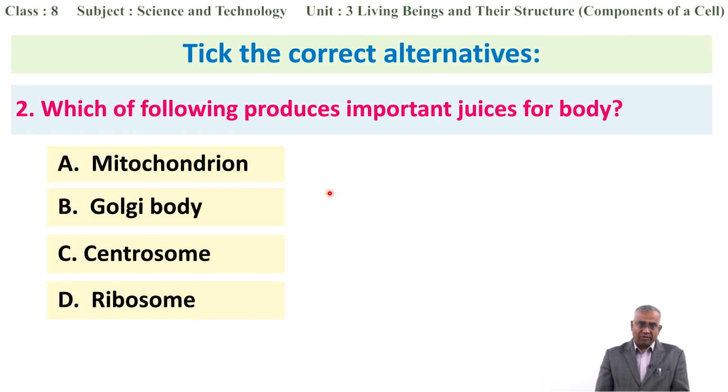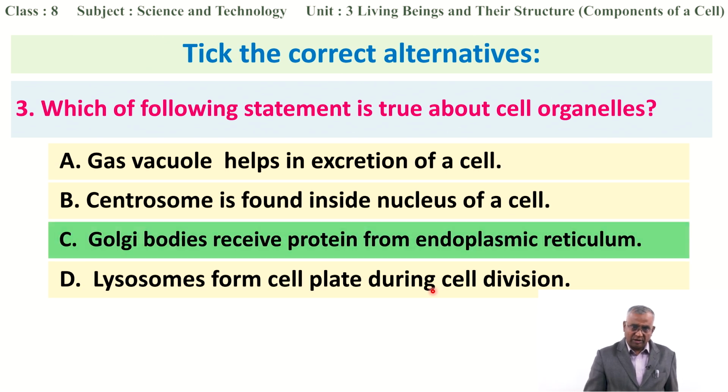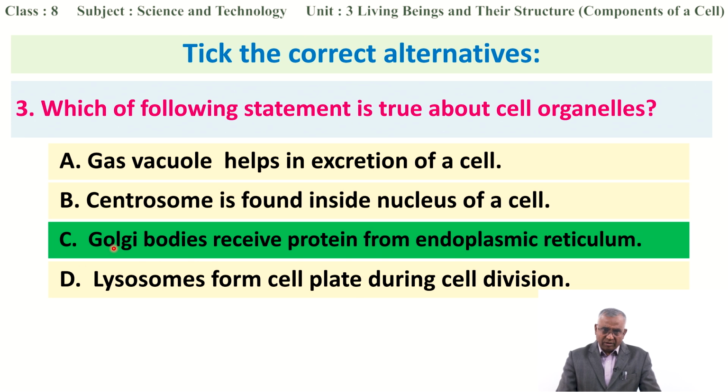Next question. Which of the following produces important juices for the body? There are four alternatives, and you can easily guess. Golgi body is the answer. Next question: which of the following statements is true about cell organelles? Gas vacuoles help in excretion of a cell. Centrosome is found inside the nucleus of a cell. Golgi bodies receive protein from endoplasmic reticulum, or lysosome forms cell plate during cell division. I think you have guessed the correct one: Golgi bodies receive protein from endoplasmic reticulum.